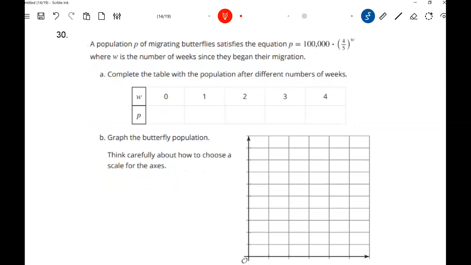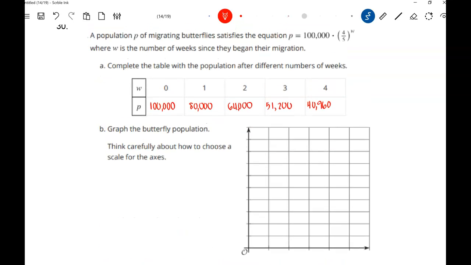Number 30 says the population P of migrating butterflies satisfies the equation P equals 100,000 times 4/5 to the W, where W is the number of weeks. Complete the table. So when W equals 0, that's what the migration starts at, and it's 100,000 butterflies. At the end of the first week, there are 80,000. Then the next week, 64,000. The next week, 51,200. Fourth week, 40,960.